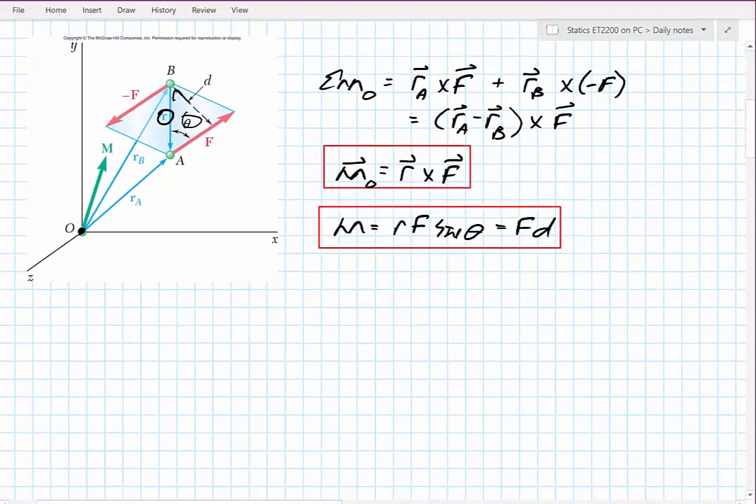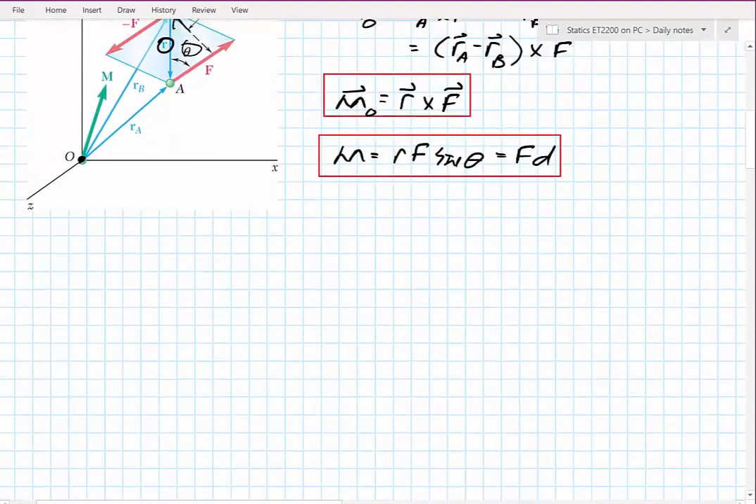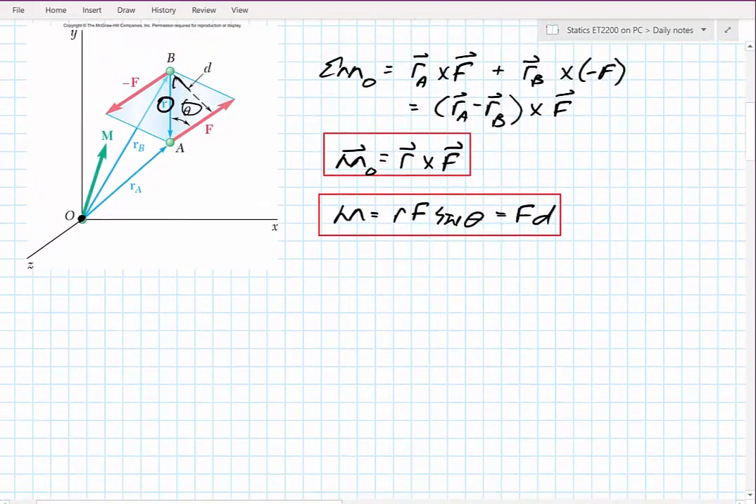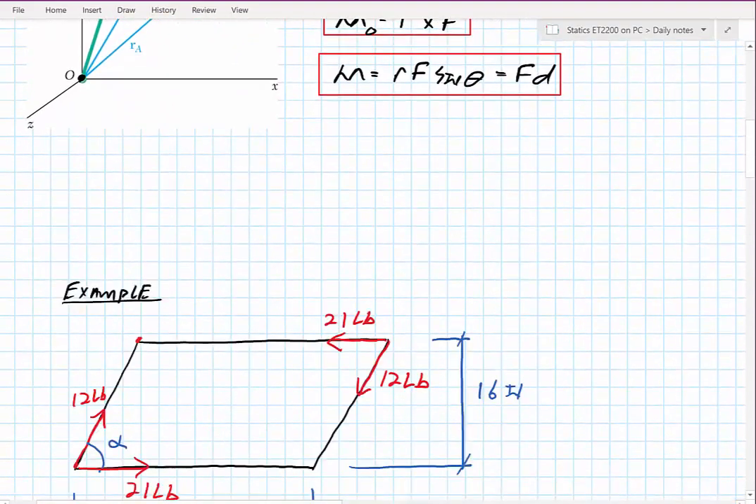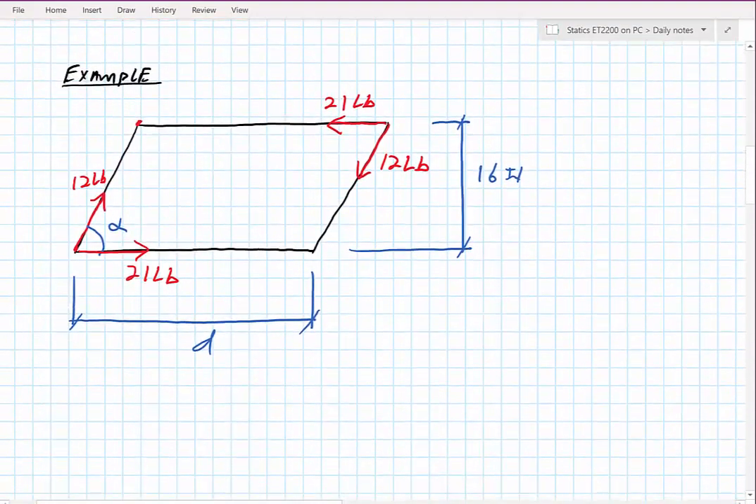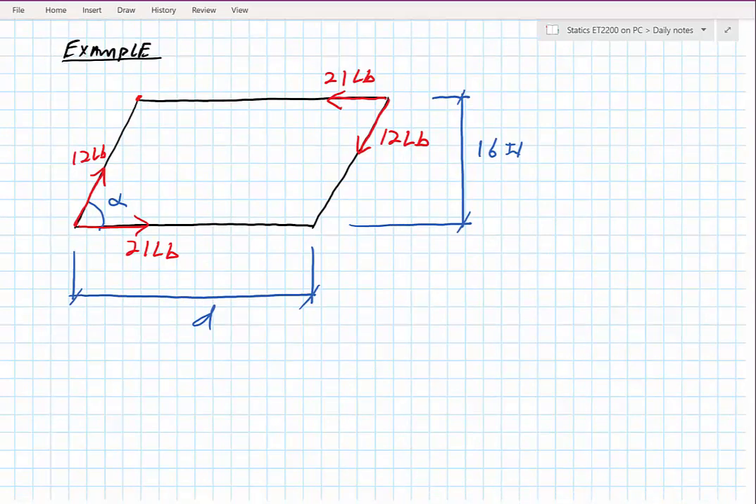So let's take a look at a quick, fairly easy example of how we're using these moments. This is my example that I have sketched out. I can see that I have these two moment couples. I have the two 21-pound forces with 16 inches between them, and then two 12-pound forces with some unknown distance D. A couple of things we're going to find.